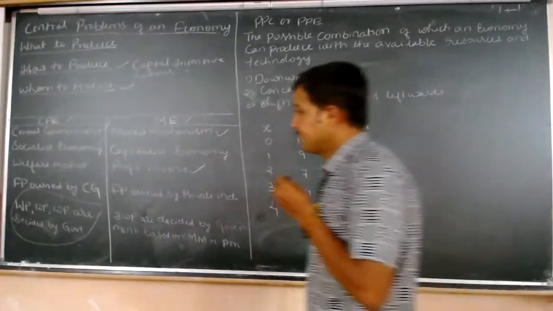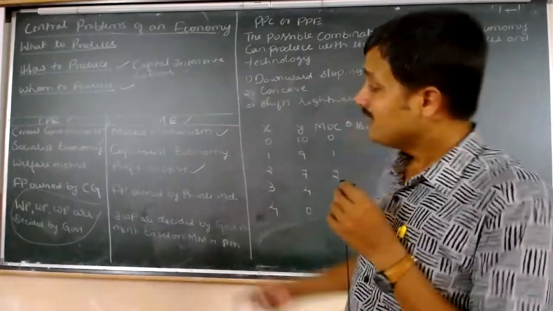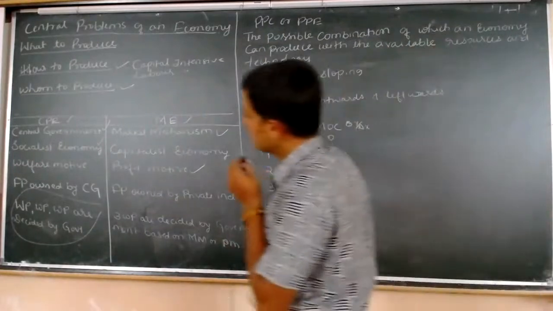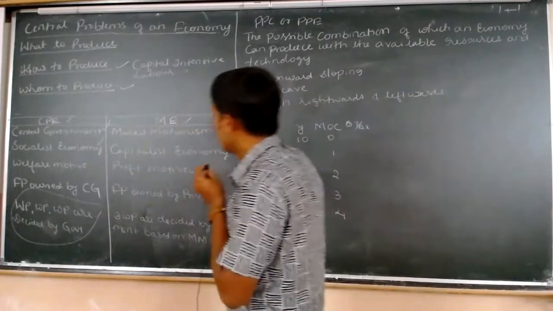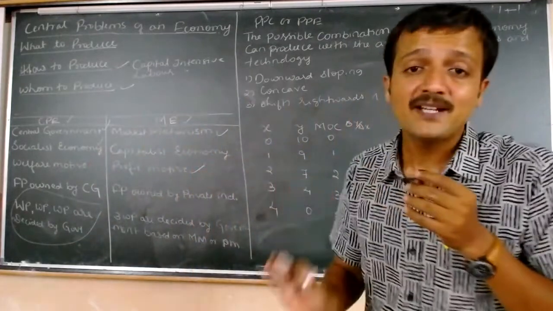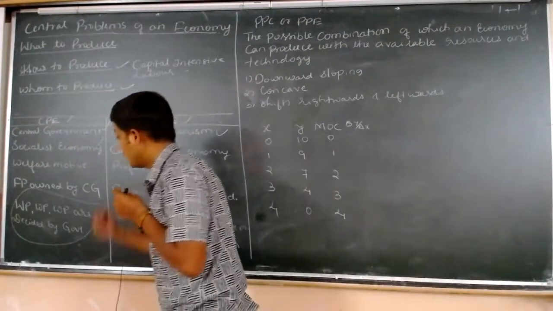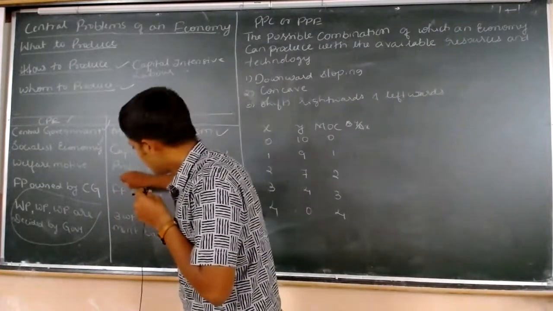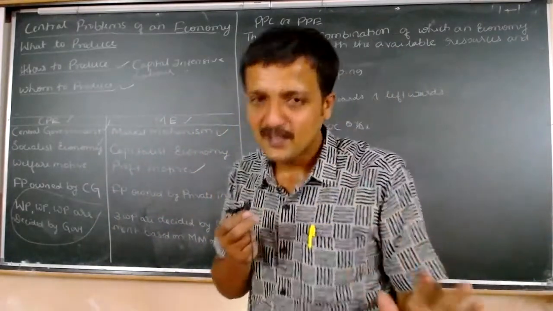Remember, the factors of production in a centrally planned economy are owned by the government. Who owns them? The government owns them, right? Whereas in the market economy, the factors of production are owned by private individuals. Remember, right? So in a centrally planned economy, who owns them? They are owned by the central government. Whereas in the market economy, the factors of production are owned by private individuals.